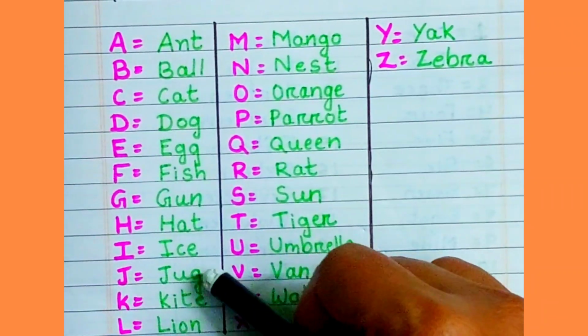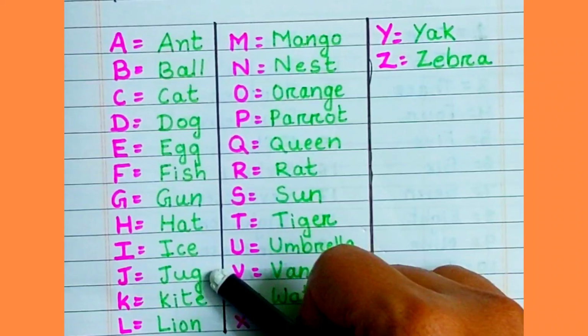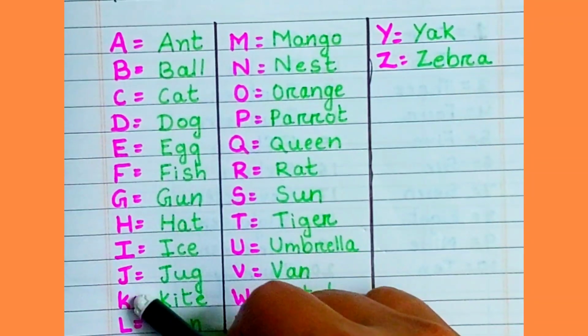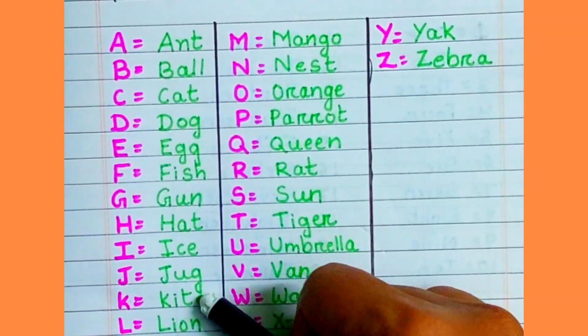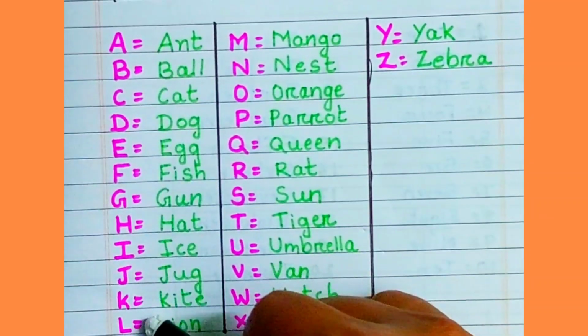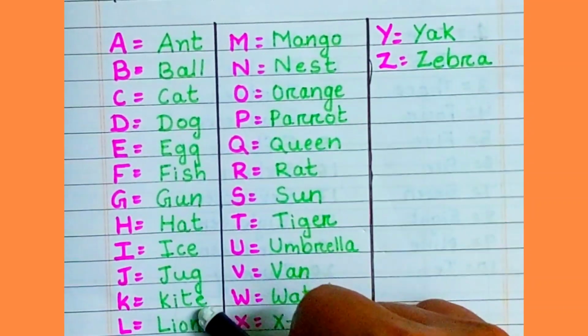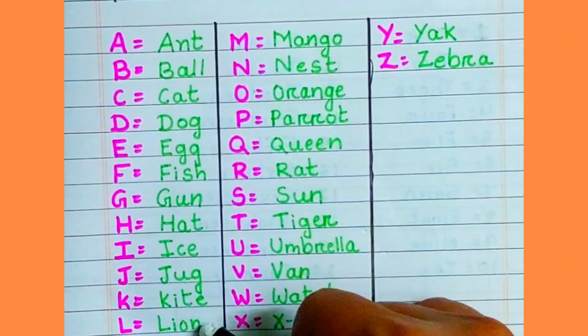J for jug, J U G. K for kite, K I T E. L for lion, L I O N lion.